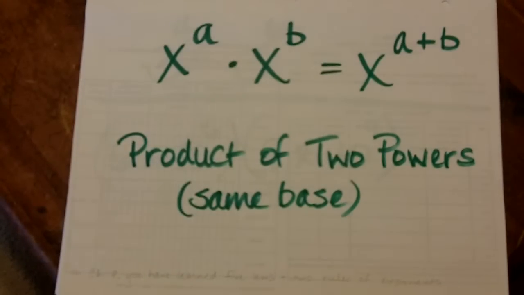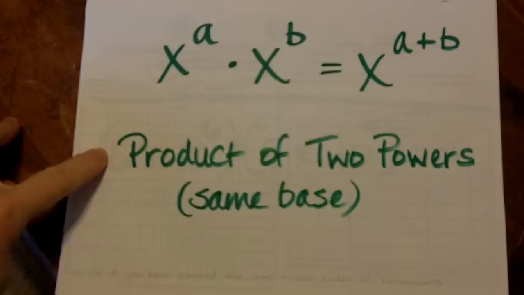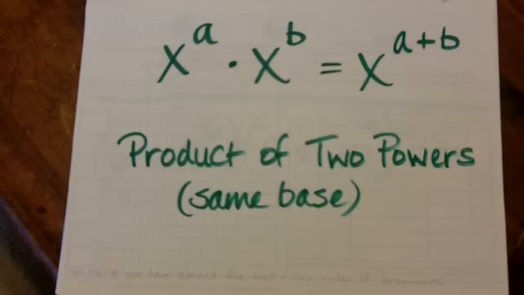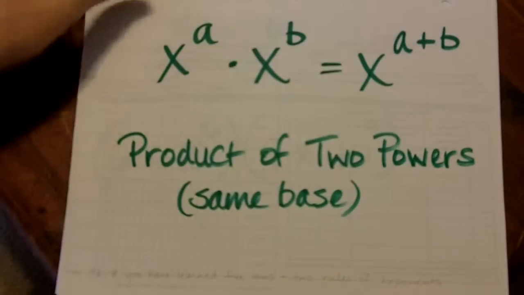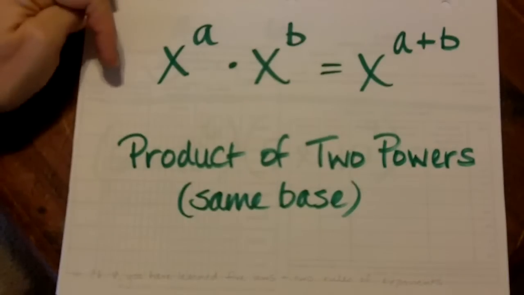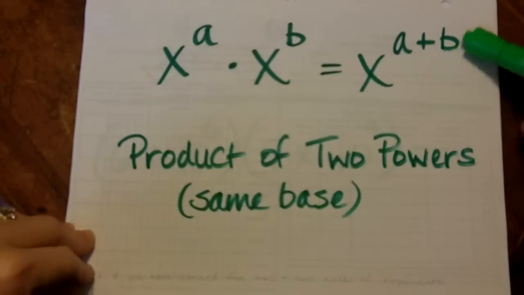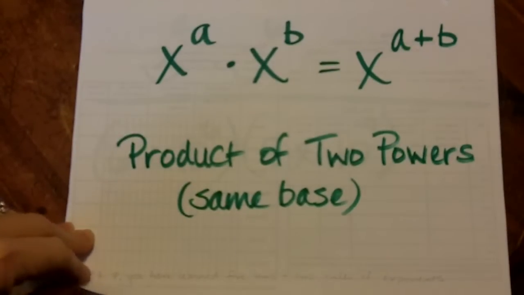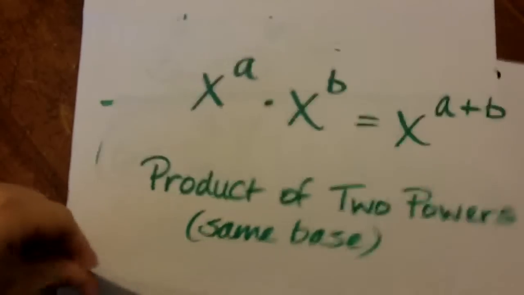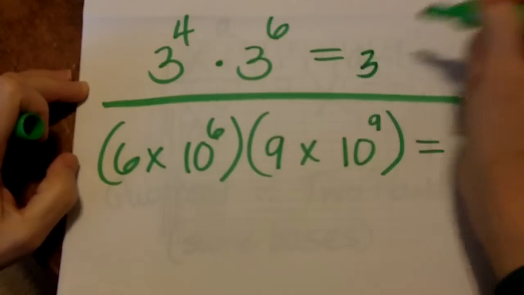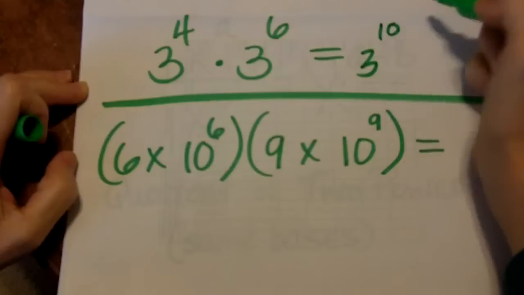Now, you also learned many laws. The first of the laws that you learned was called the product of two powers, and that is when you're multiplying the same bases. And when you multiply same bases, then you're simply going to add the exponents. So in this case, x to the a times x to the b equals x to the a plus b, okay? Same bases, we simply add the exponents. Now, some examples that you might run into would be like this: 3 to the 4th times 3 to the 6th equals 3 to the 4 plus 6, or 10, okay?